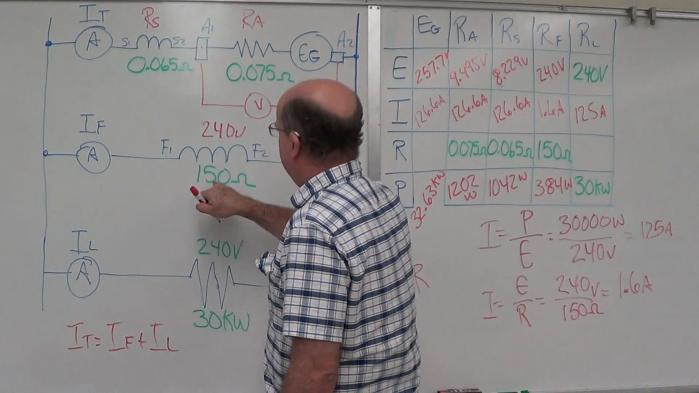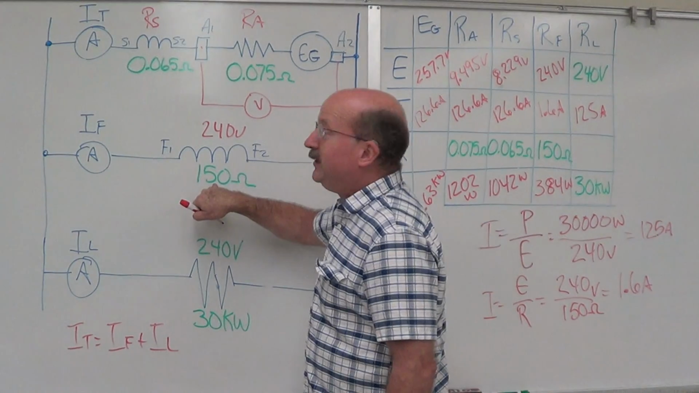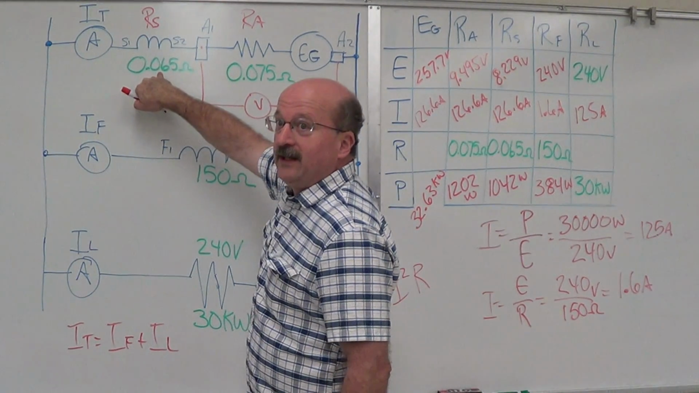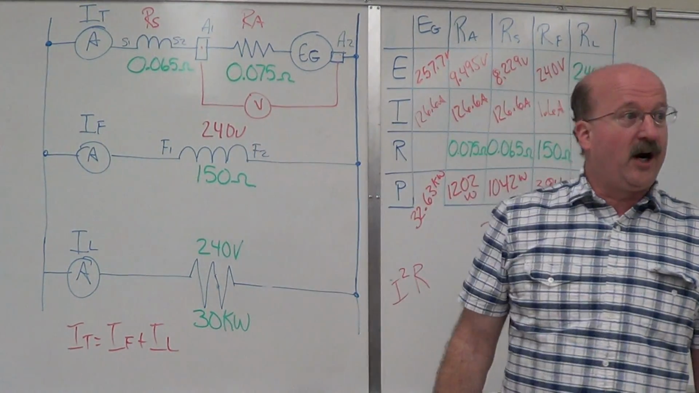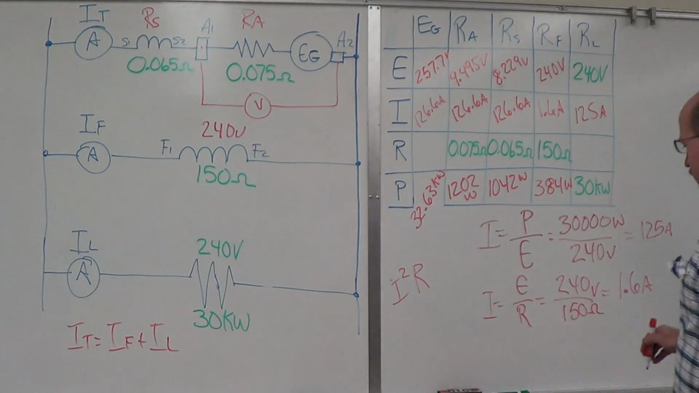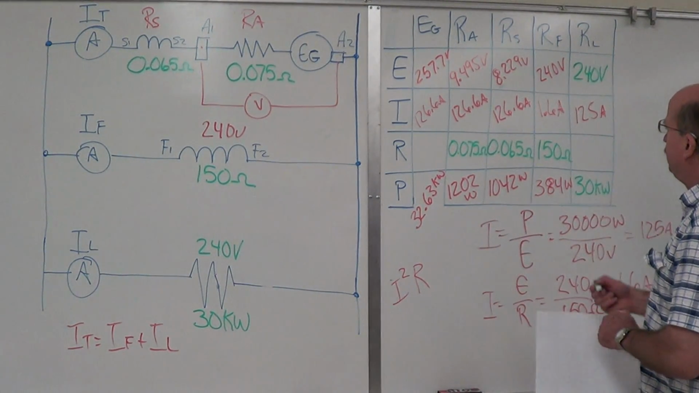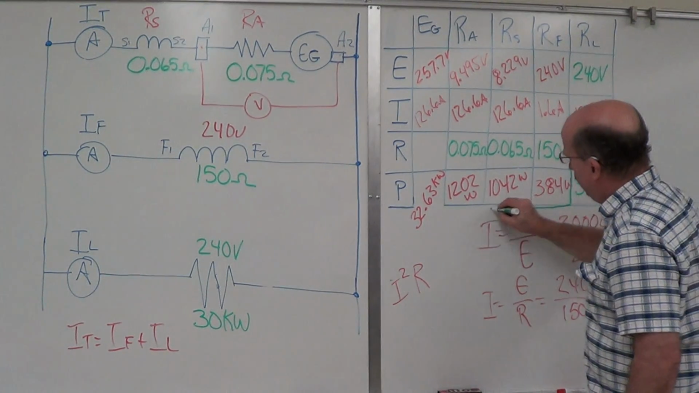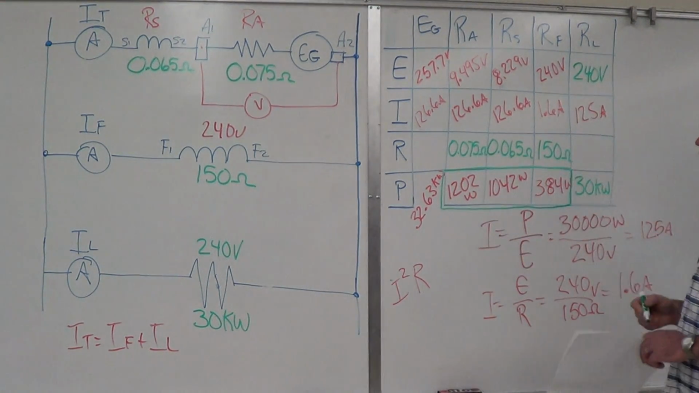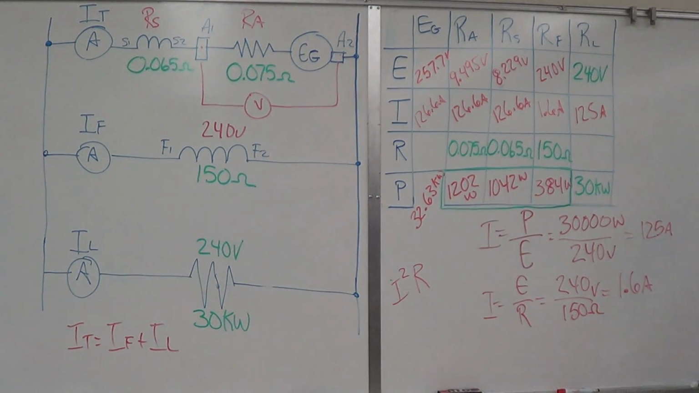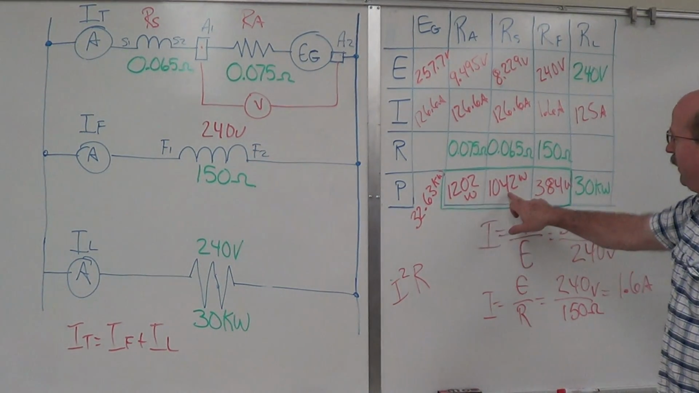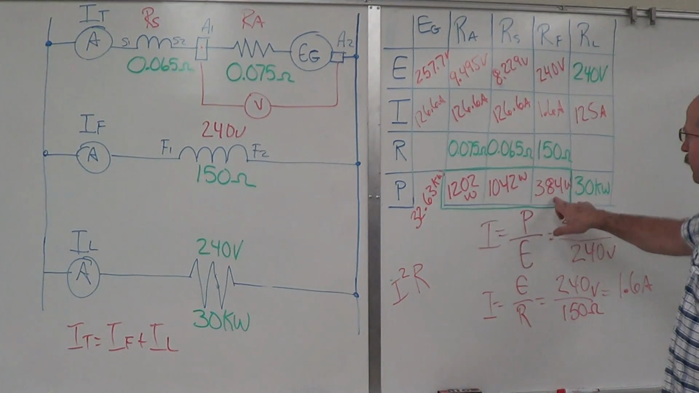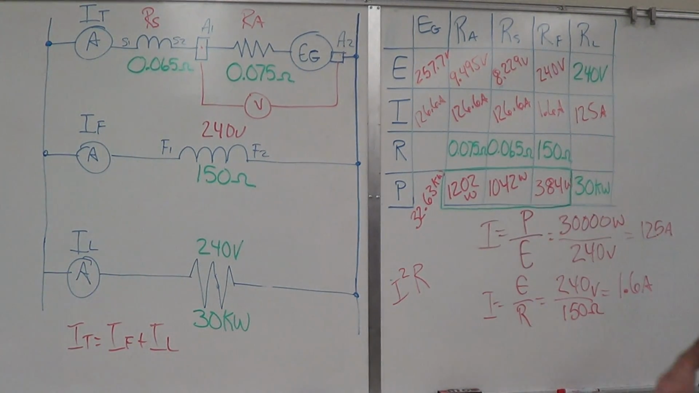You've got your shunt field that you need the loss on, the series field that you need the loss on, and internal on the armature. These three right here are your copper losses. If I add up the power loss in the armature, plus the power loss in the series field, plus the power loss in the shunt field, that will be my copper losses.